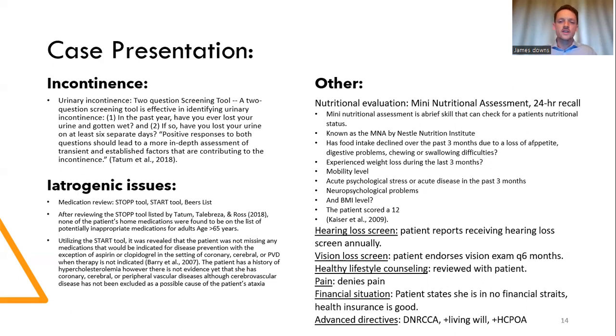Hearing loss screen and vision loss screen. The patient goes annually for hearing loss and every 6 months for vision loss. She does have her glasses and her vision's perfect with the glasses on. Healthy lifestyle counseling was reviewed with the patient, things like exercise and diet, which we'll talk about in a minute.